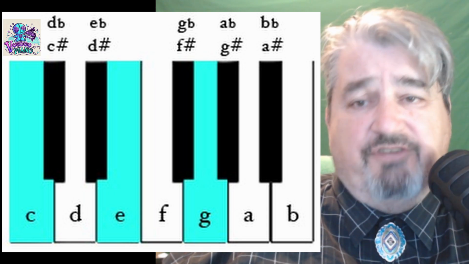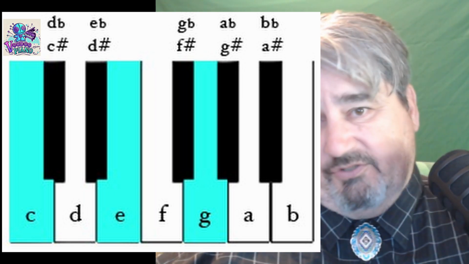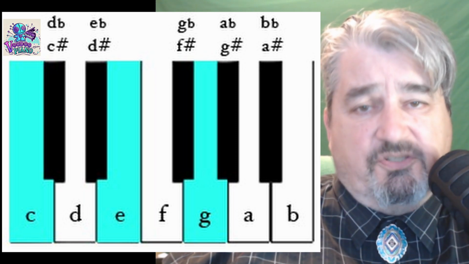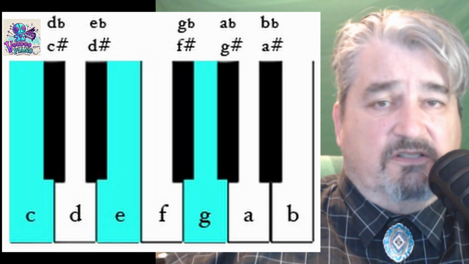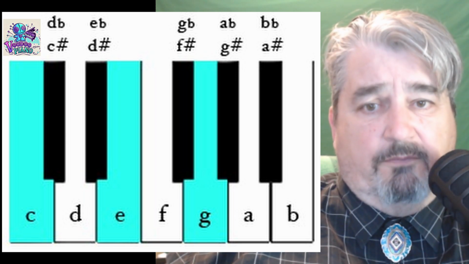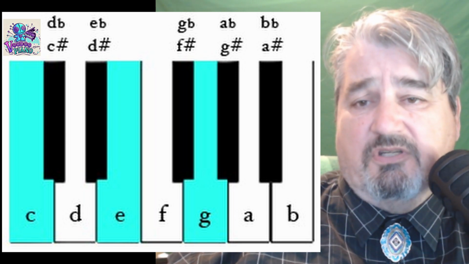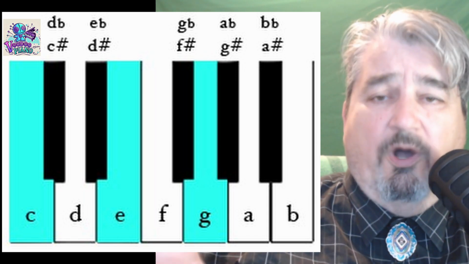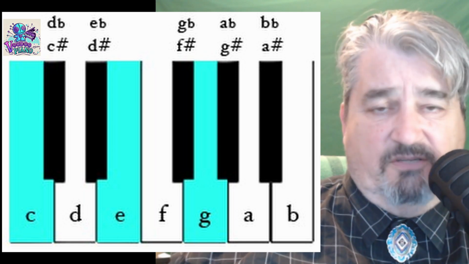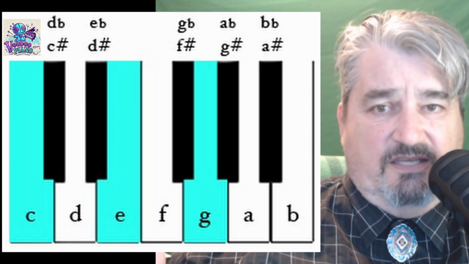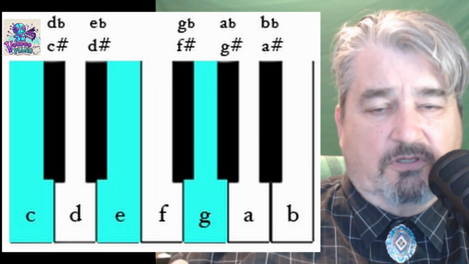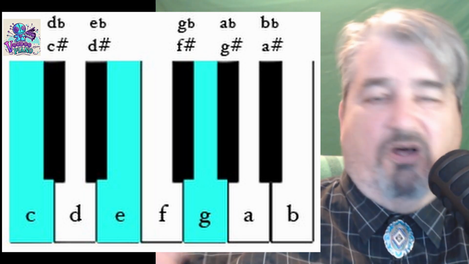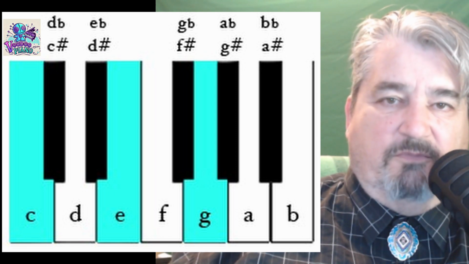F sharp and G flat are the same note. What else we got? C sharp and D flat are the same note. It all depends, and we'll find this later, on which key you're in, because you really only want one note with one name. You don't want to be talking to somebody and say that you've got a D and a D flat in the same song. You would have a D and a C sharp in the same song. It just makes speaking about the music a lot easier.